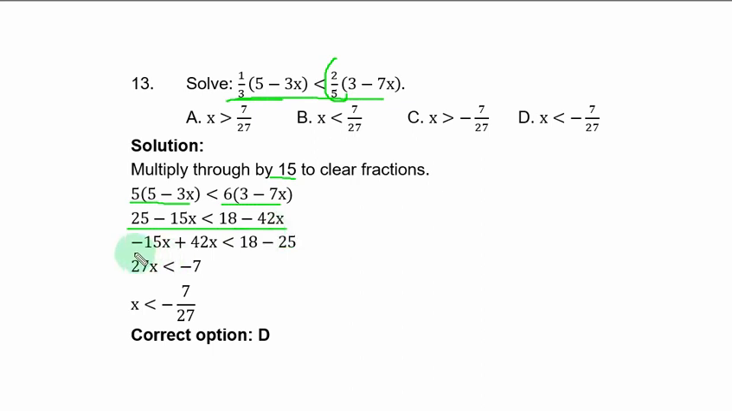Collect like terms. You have minus 15s plus 42s. If you transfer this term, you have 27s. Sorry, you have 18 here already. If you transfer plus 25, it becomes minus 25. If you add and subtract you have 27s less than minus 7. Divide through by 27 and you have s less than minus 7 over 27. D is the correct option.